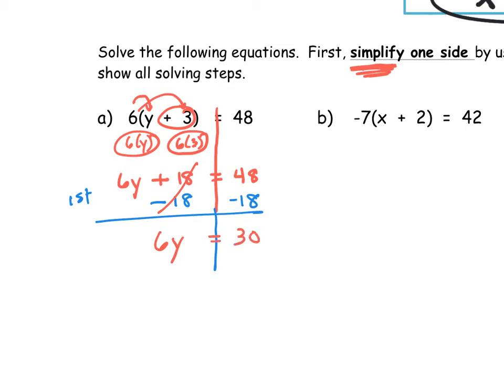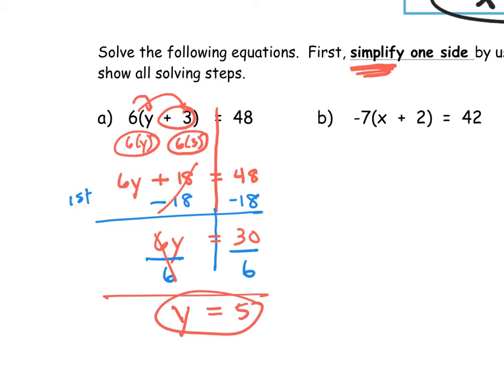Now we need our second solving step, which is actually our third step. I'm going to divide by 6, and I'm dividing by 6 because side by side means multiply, so I do the opposite. And what happens is these two cancel out, leaving y equals 5. So our answer, our solution, is y equals 5. So let's go on to the next equation.